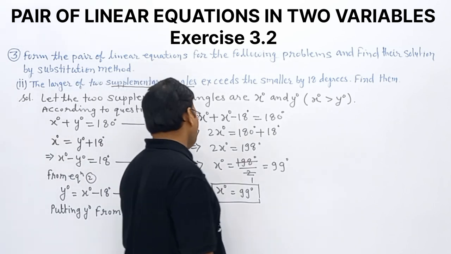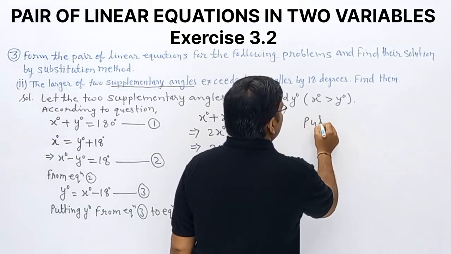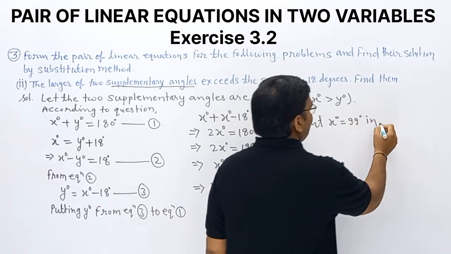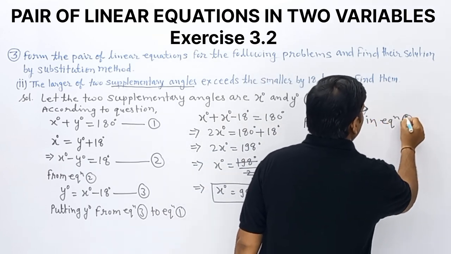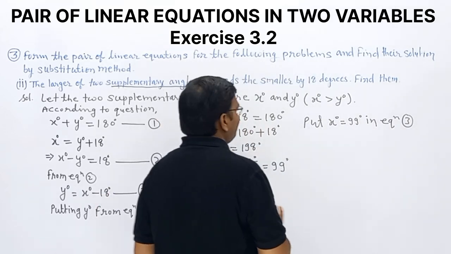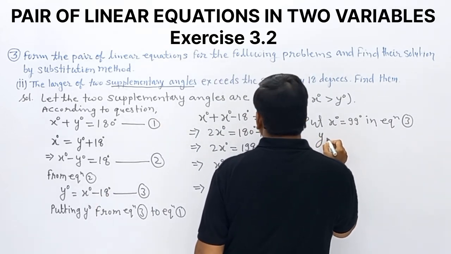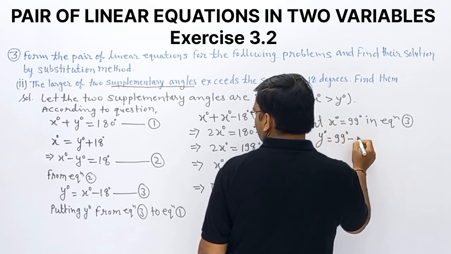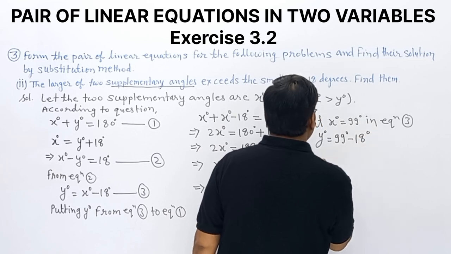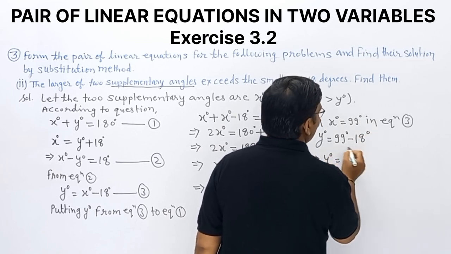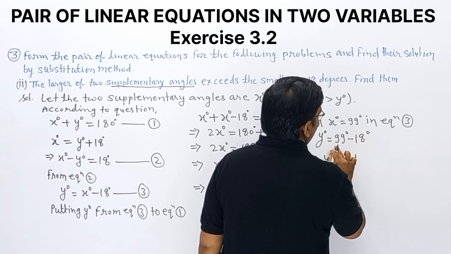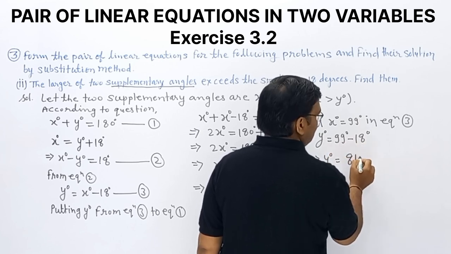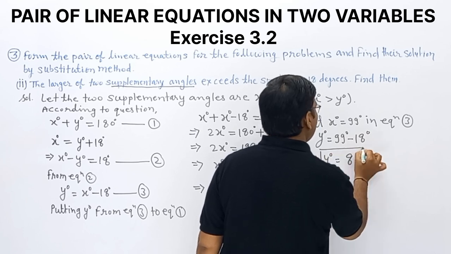Now we want the value of y, so we will put this value in equation number 3. Put x degree equal to 99 degree in equation 3. Then we can obtain y degree equal to x degree, which is 99 degree, minus 18 degree. So once we subtract, y degree equal to what? 9 minus 8 will be 1, 9 minus 1 will be 8, 81 degree.